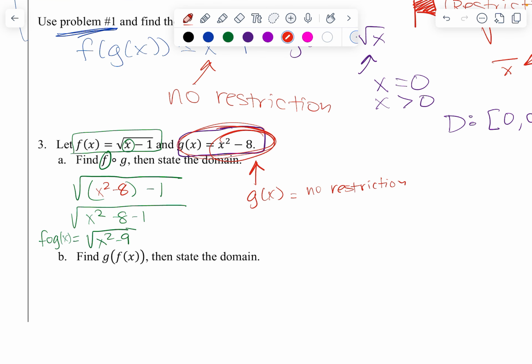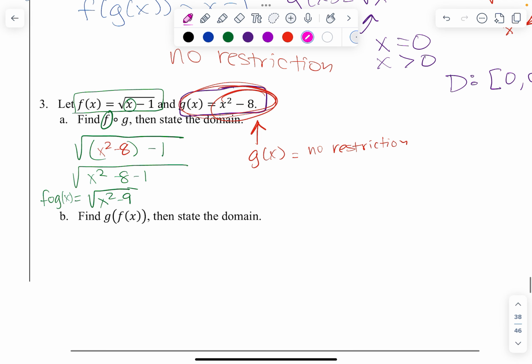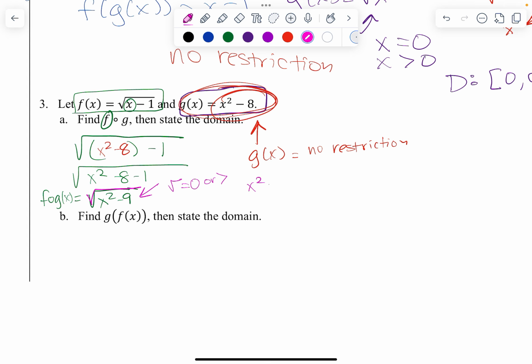Now let's look at the composition. We do see a square root here. So we know that the restriction is that, hey, this square root has to be equal to 0 or greater than 0. So we say, hey, x squared minus 9 has to be greater than or equal to 0. So let's go ahead and solve this. Add 9 to both sides, and we get x equals plus or minus 3. So now we want to be careful with this because with squares that can change the direction of your greater than sign. So let's put this on a number line.